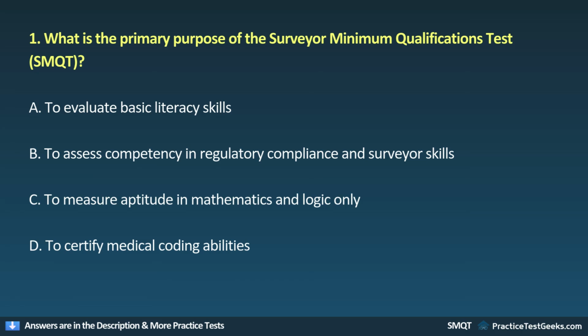1. What is the primary purpose of the Surveyor Minimum Qualifications Test, SMQT? A. To evaluate basic literacy skills. B. To assess competency in regulatory compliance and surveyor skills. C. To measure aptitude in mathematics and logic only. D. To certify medical coding abilities.